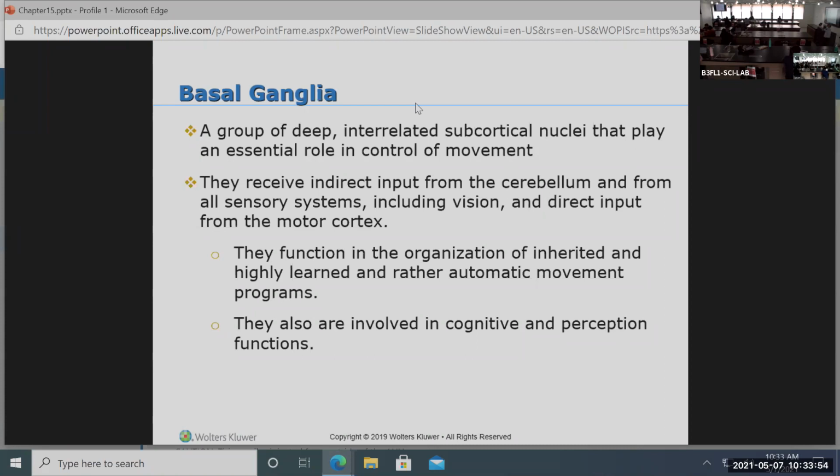So what happens in the spinal cord? What is the distribution of gray matter and white matter in the spinal cord? In the spinal cord, is gray matter outside or inside? Outside? Inside. Inside.